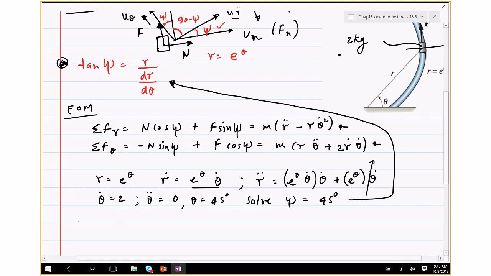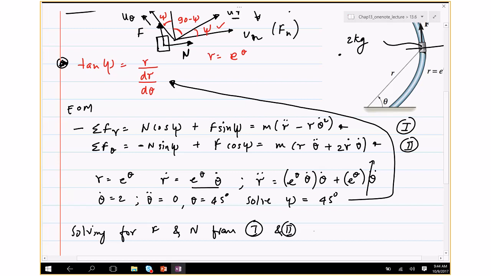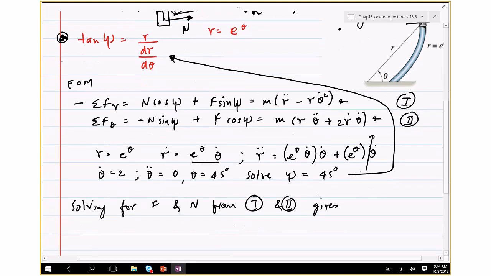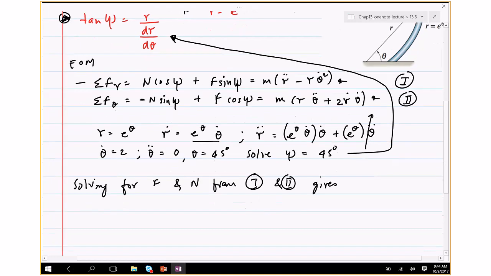Okay, so I'm going to skip a lot of steps. That is basically the numerics of this. Solving for F and N from 1 and 2 gives... So I said I'm skipping a lot of steps because what I did was I put in the value for mass, I put in the value for r double dot, and so on. I got two equations, 1 and 2, and I had two unknowns, F and N, and it's basically a problem in linear algebra. Pretty sure you're good at solving those, so I'm going to skip that.